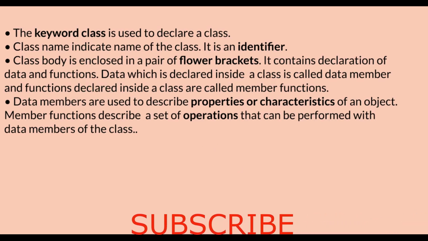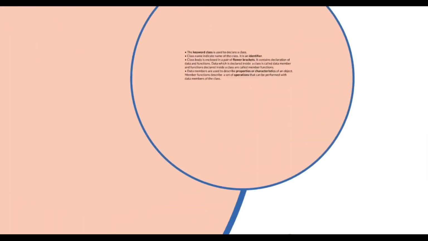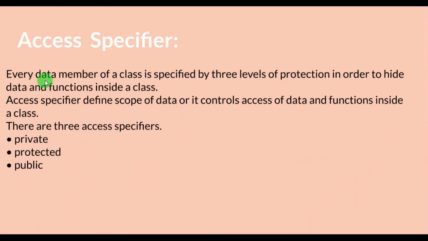So next we are going to see access specifier. Every data member of a class is specified by 3 levels of protection in order to hide the data and member function inside the class. And one more thing I wanted to tell: while telling, I am saying data as well as data member, and function and member function, both are the same. Function means it is a member function, data means it is a data member.